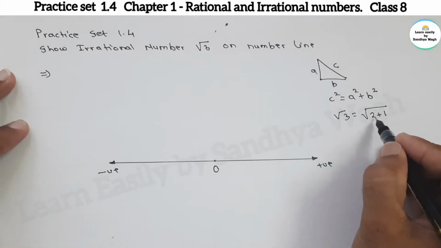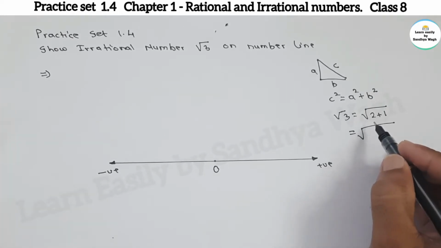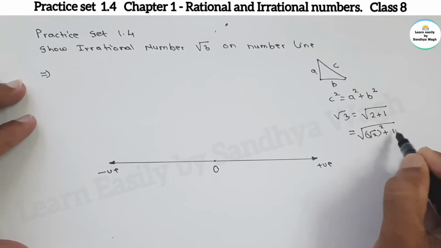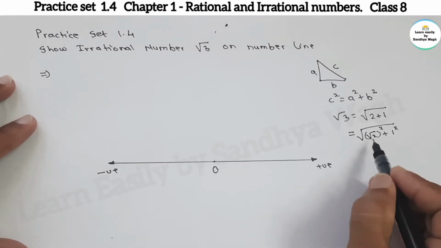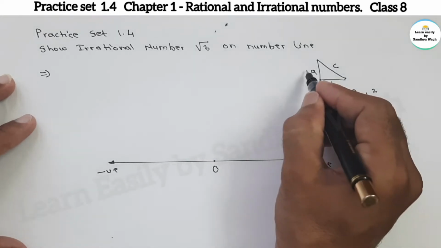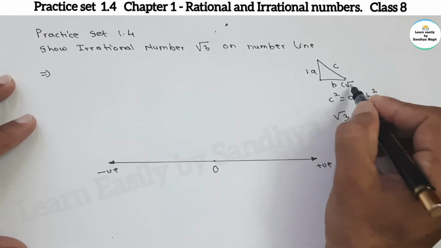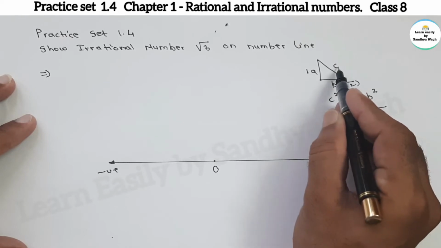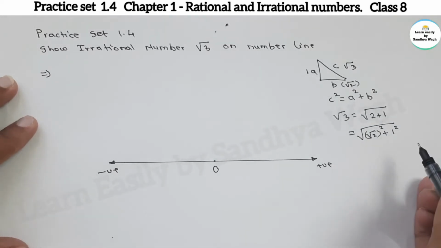And what is the number 2? We can write it like this, square root of 2 square. So root 3 is root of 2 square plus 1 square, like this. Are you getting it? And we know how to draw root 2 on the number line. We can say this A is 1 and this B is root 2, so that if we put A as 1 and B as root 2, we can get C as root 3. Very simple.